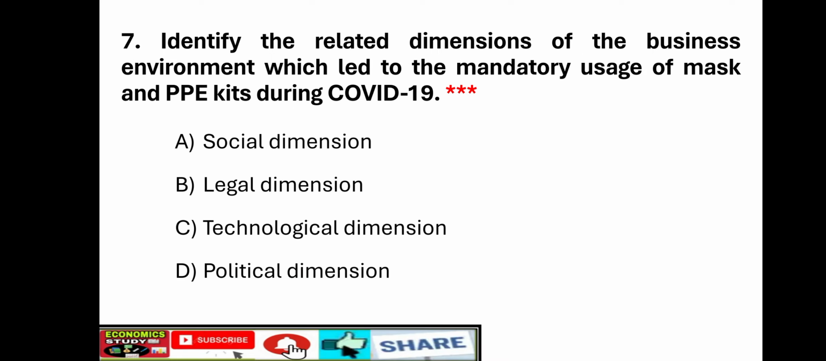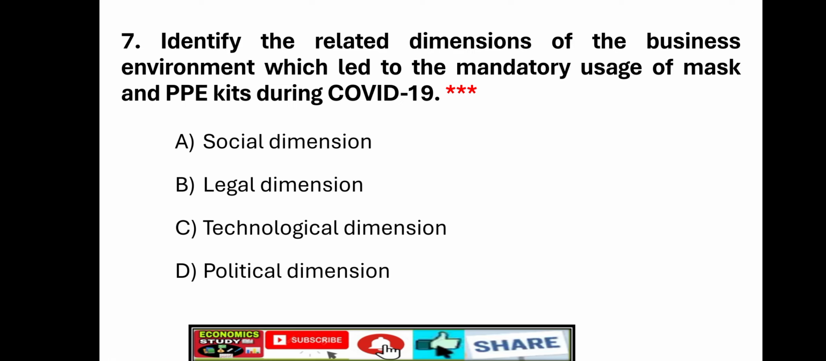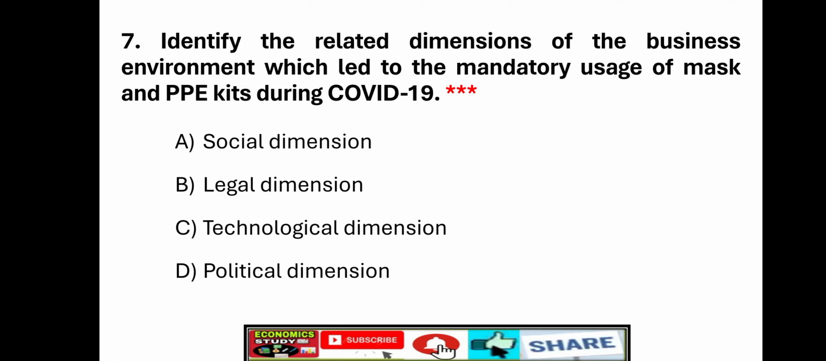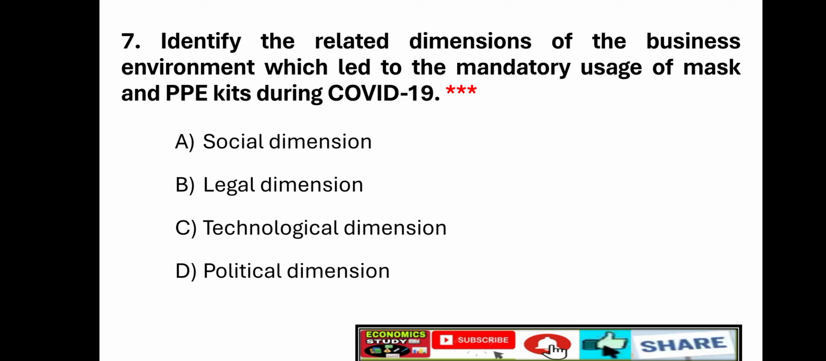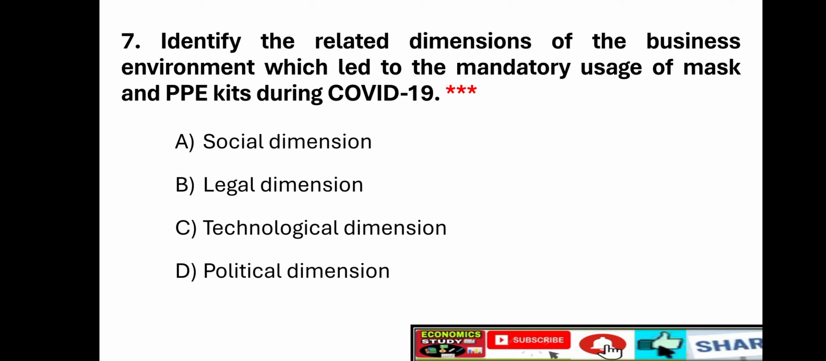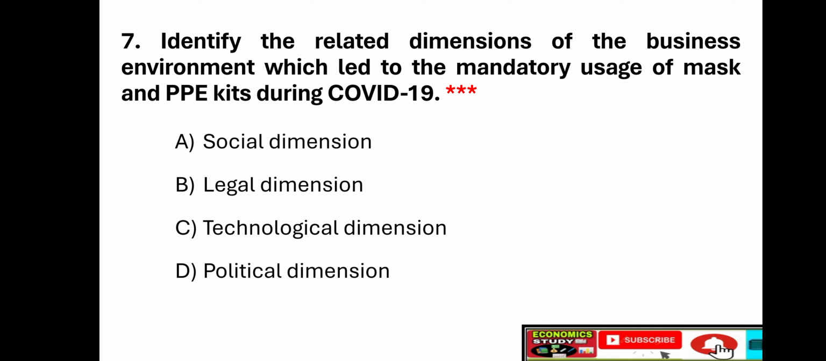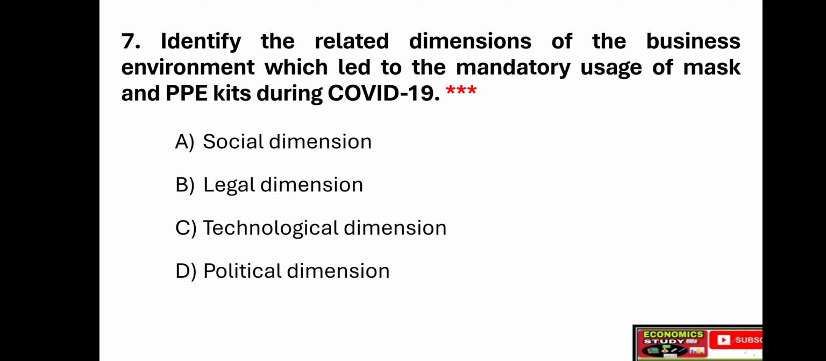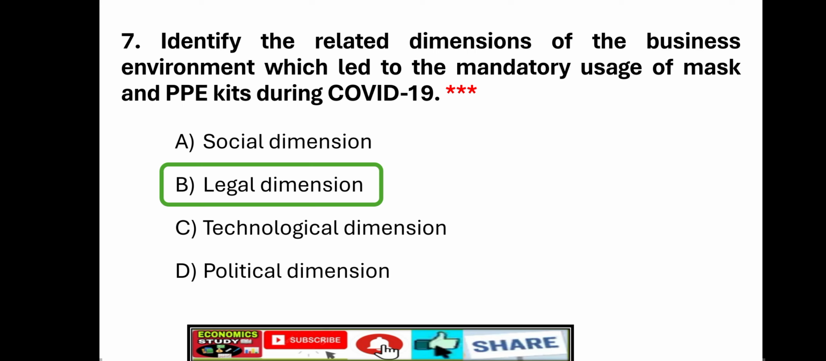Seventh question, this is also a hot question. Identify the related dimension of the business environment which led to the mandatory usage of mask and PPE kits during COVID-19. Option A, social dimension. Option B, legal dimension. Option C, technological dimension. Option D, political dimension. Right answer is option B, legal dimension.